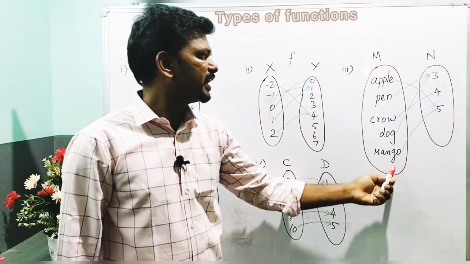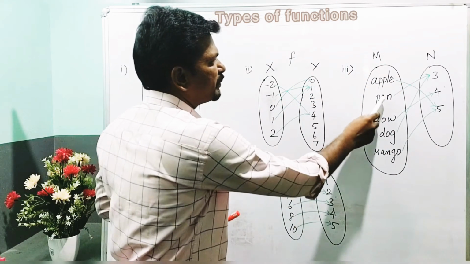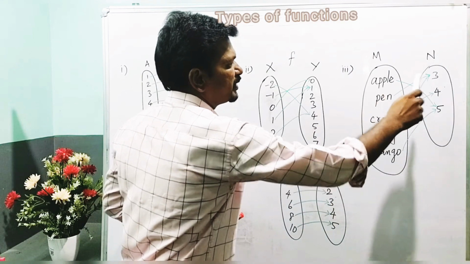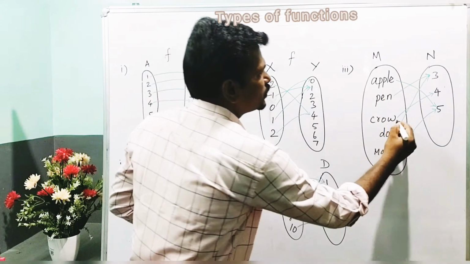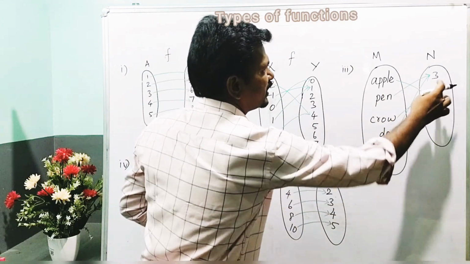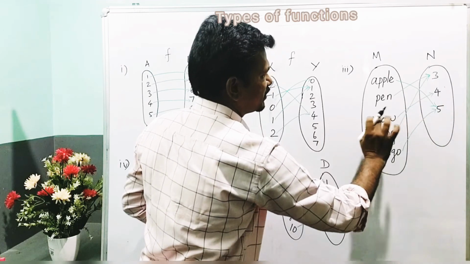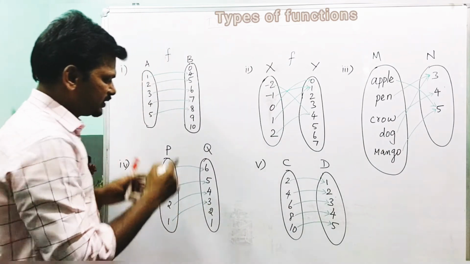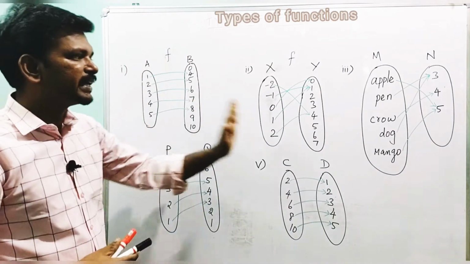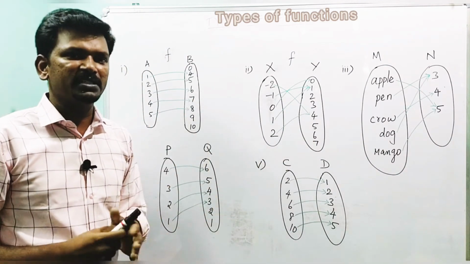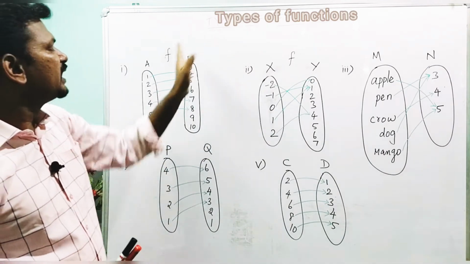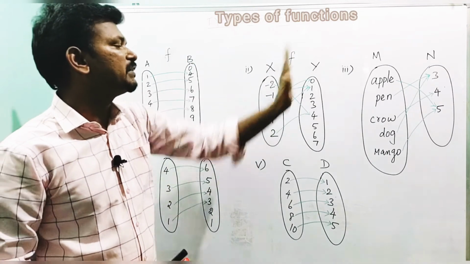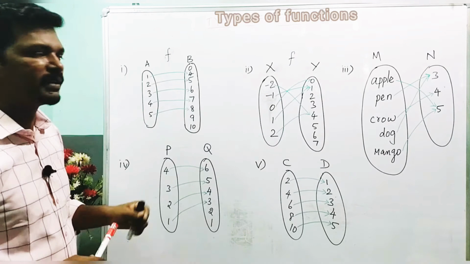Every element of M has one image, not two images. You can check all these diagrams are representing functions. So now we have to identify the types of function using the arrow diagram.